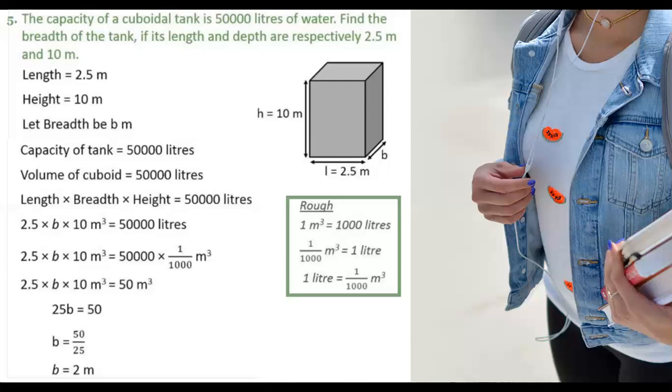Now substituting this value, we get 2.5 into B into 10 meter cube is equal to 50,000 into 1 by 1000 meter cube. And by solving it, we get breadth as 2 meters. That is, B is 2 meters.